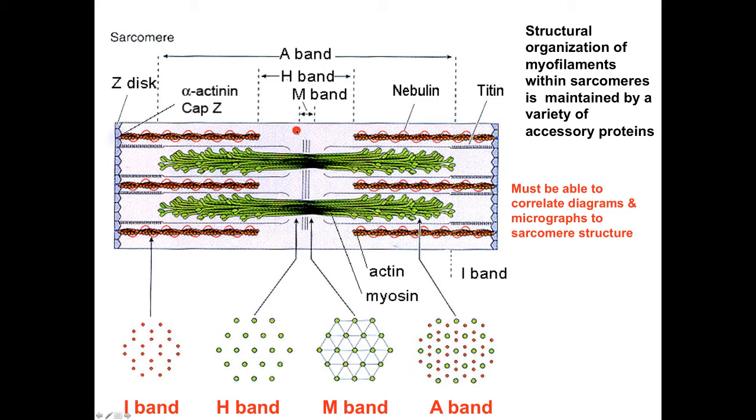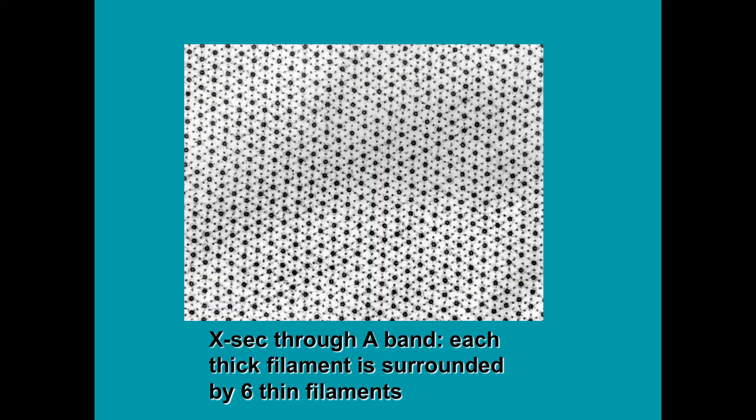And if you took a section through the M band, you'd have something that looks like this, the large dots with maybe a matrix surrounding them. Look for a second at this structure and then look at this micrograph. This is a cross section through the A band.